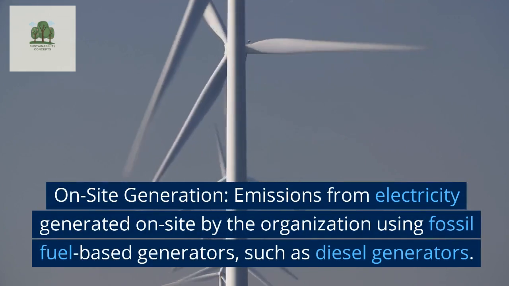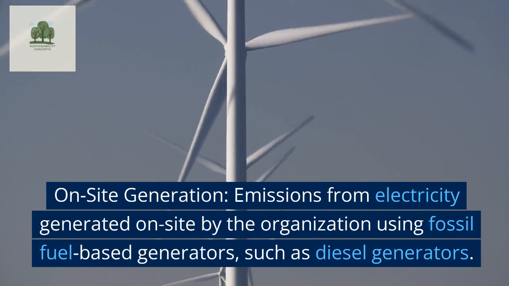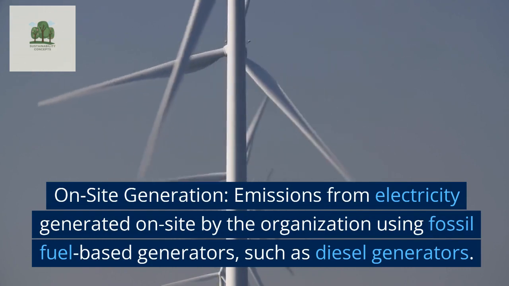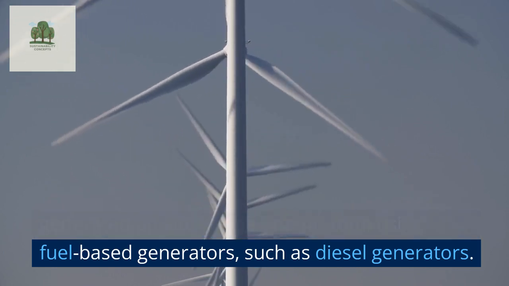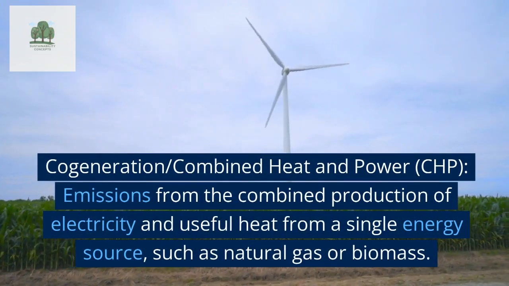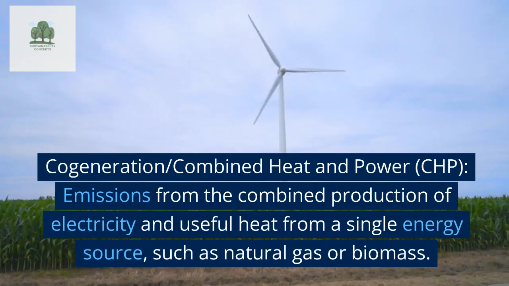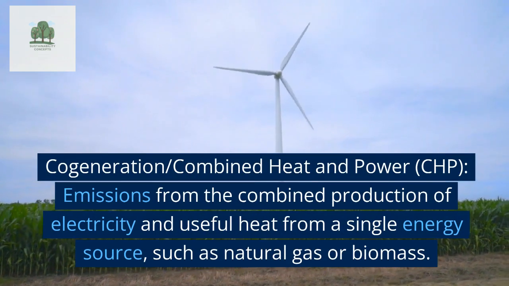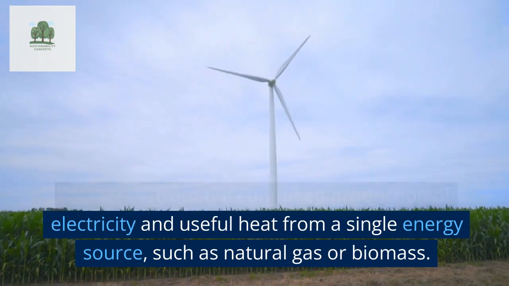On-site generation. Emissions from electricity generated on-site by the organization using fossil fuel-based generators, such as diesel generators. Cogeneration, combined heat and power, CHP. Emissions from the combined production of electricity and useful heat from a single energy source, such as natural gas or biomass.